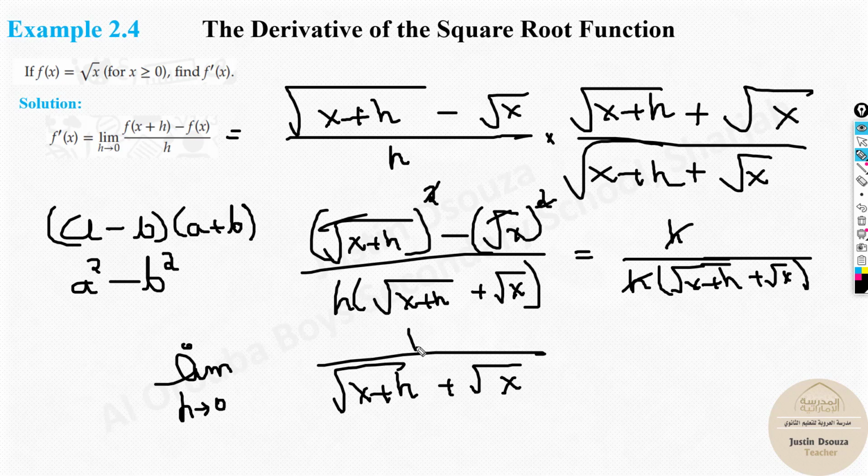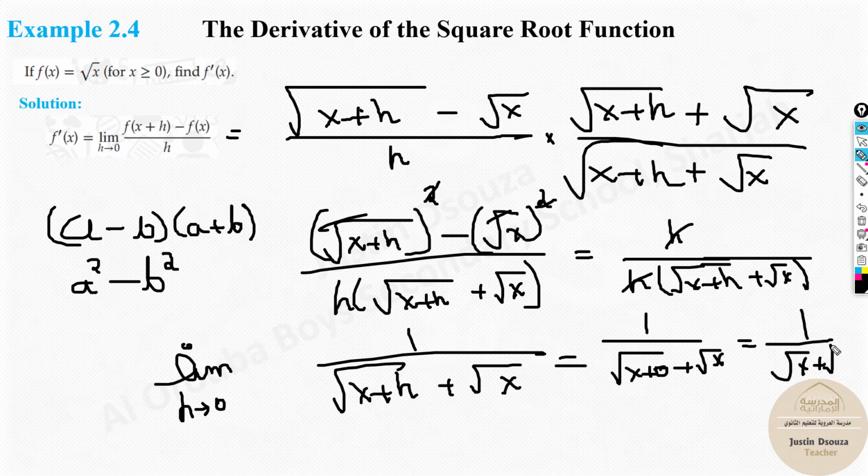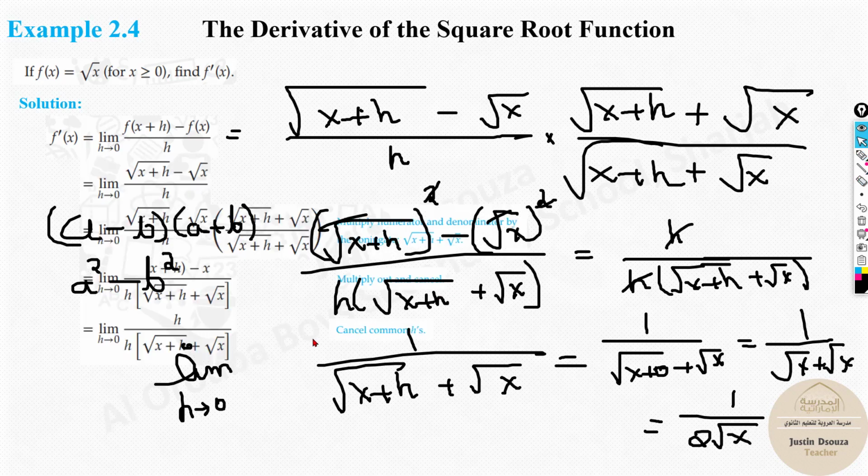Okay, so now this is the thing. I'll apply the limit h tends to 0 because it's all plus. I know nothing is going to be undefined, so it's going to be 1 divided by square root of x plus 0 plus square root of x. So basically you're going to get 1 by square root x plus square root x. So what's the answer? It's going to be 1 by 2 root x. So this is the answer, 1 by 2 root x. And that's the identity as well.